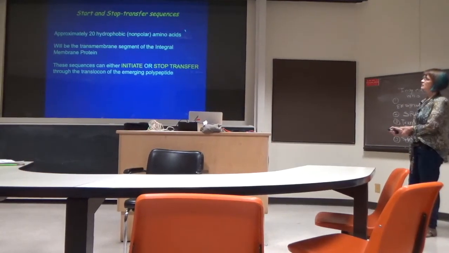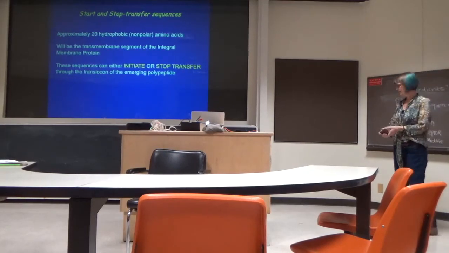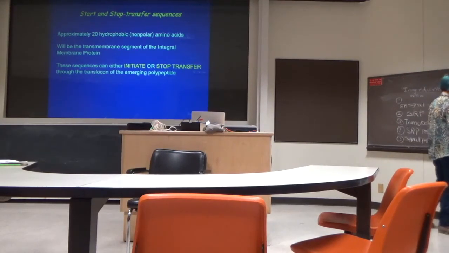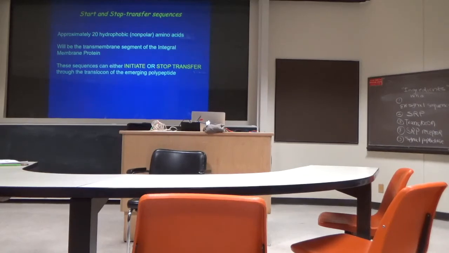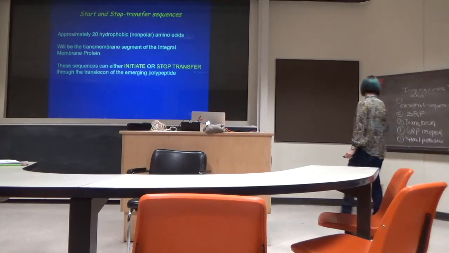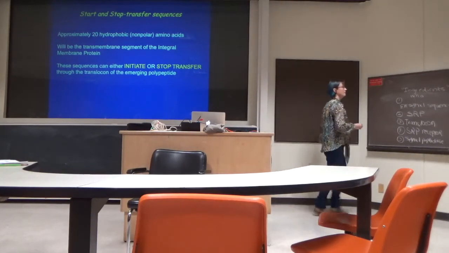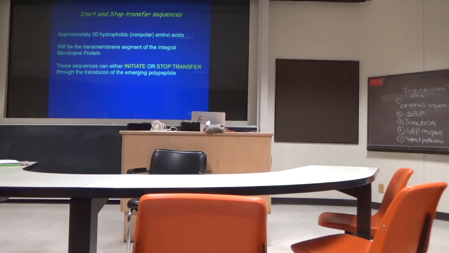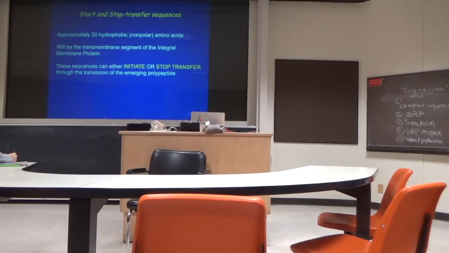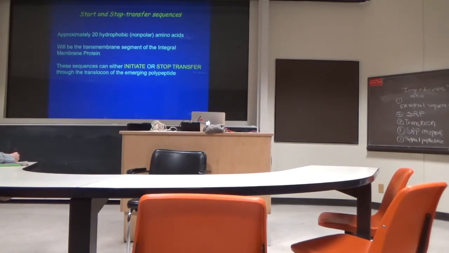In order to do that, we need to add 1 more ingredient. And this is the nomenclature, the terminology that Albert's used, but it's helpful and it's a little confusing in some ways. So in order to do that, we need to add a stop or a start sequence. These will end up dictating the transmembrane domains.